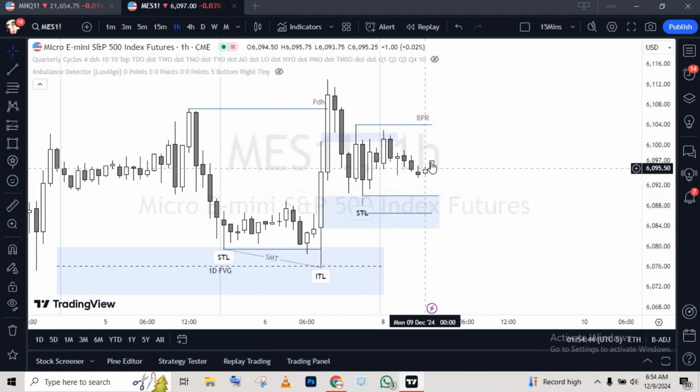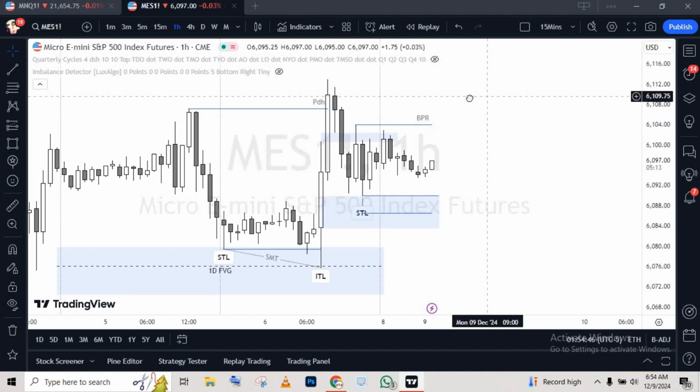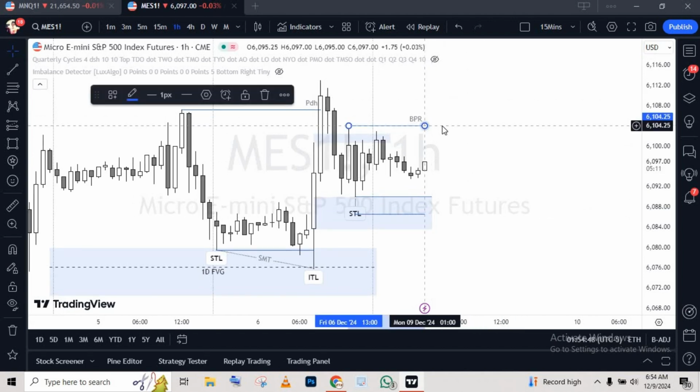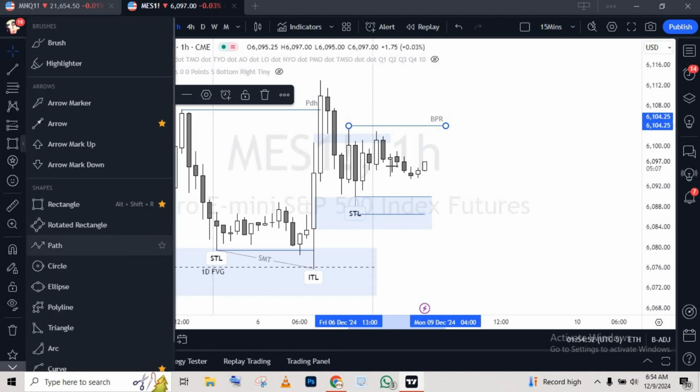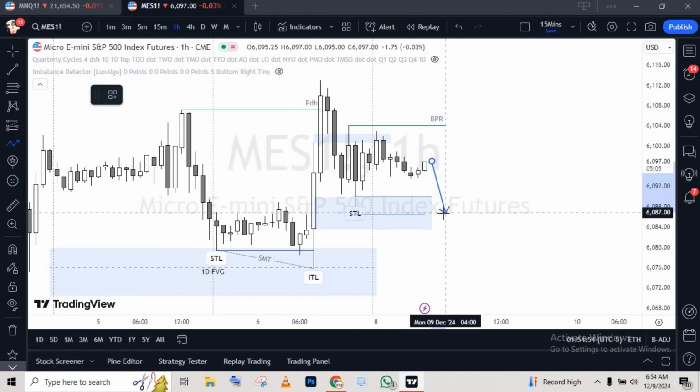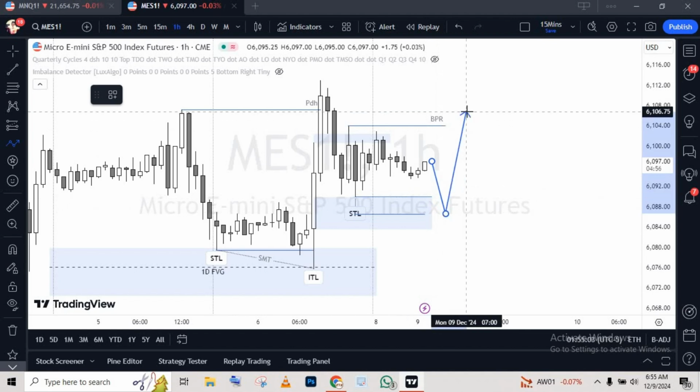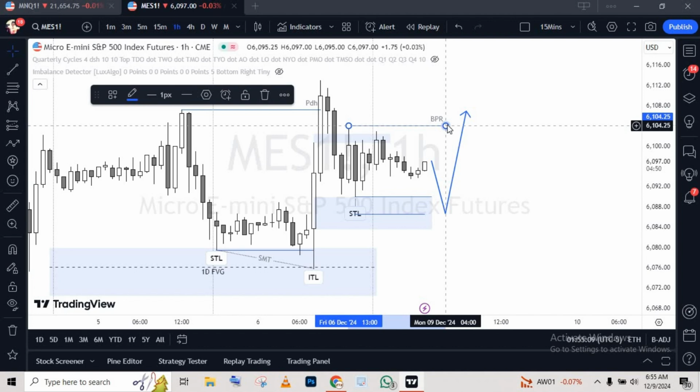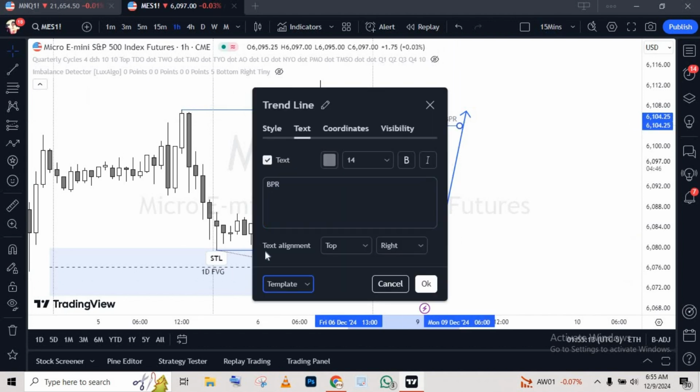But I'm looking for that low to be hunted, and then we should move to the upside, primarily to target this high. Let me show you what I'm looking for. I'm looking for something like this. We hunt this low here, move into probably 0.71, which is the ultimate OTE there, and then we come to hunt this high right here. This is what I'm looking for, and let me label this as a DOL.